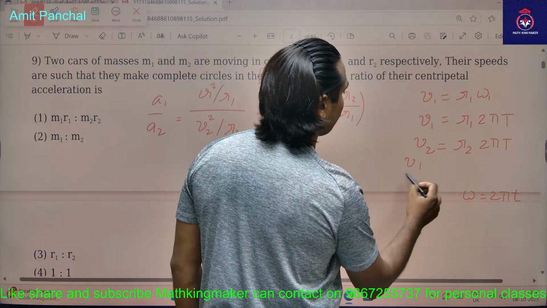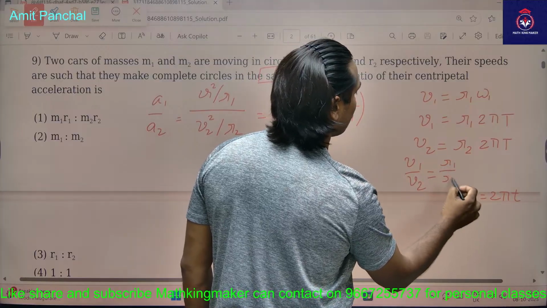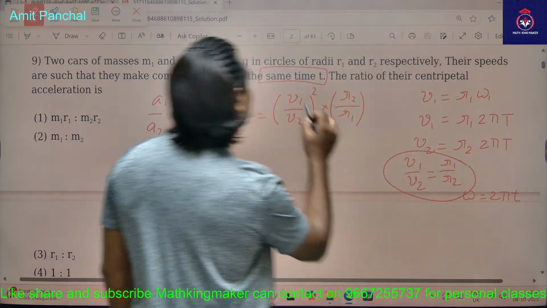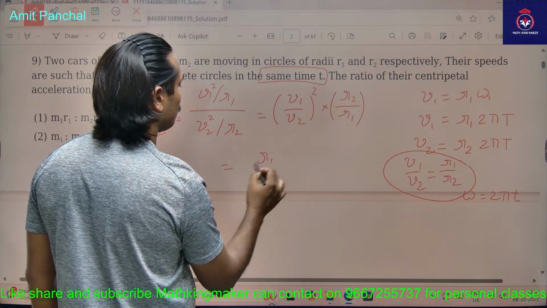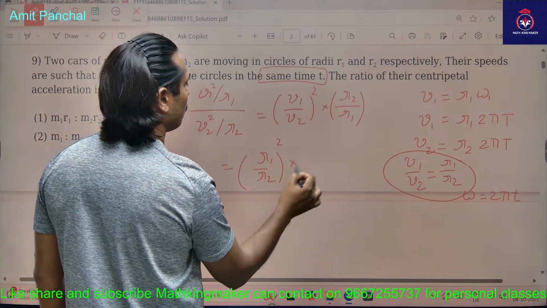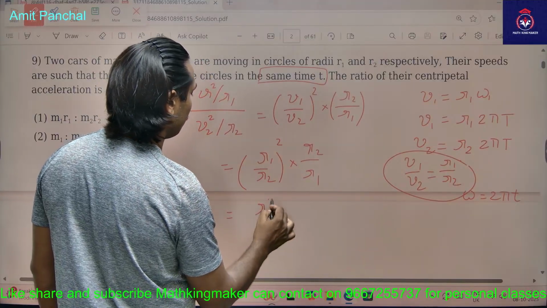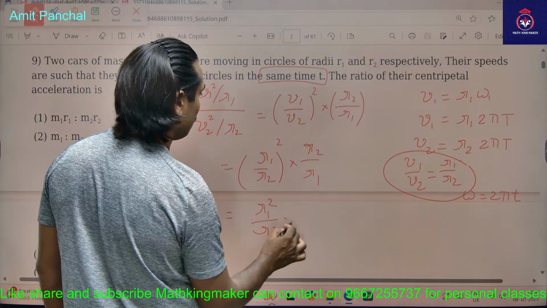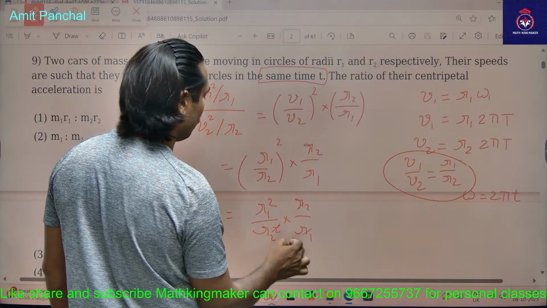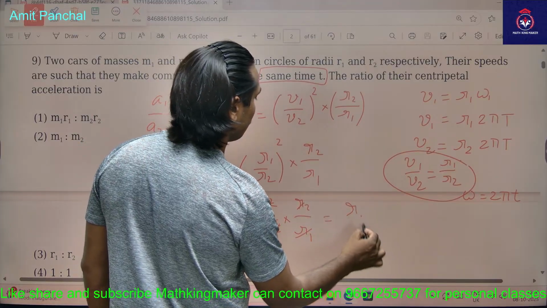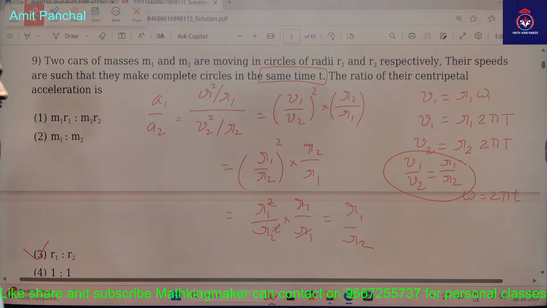So what is V1 by V2? V1 by V2 is R1 by R2. So we can put that V1 by V2 here. That is R1 by R2 whole square multiplied by R1 by R2, so that is R1 square by R2 square into R2 by R1. R2 one power cancelled, so that becomes R1 by R2. So that means the third option is the right answer.